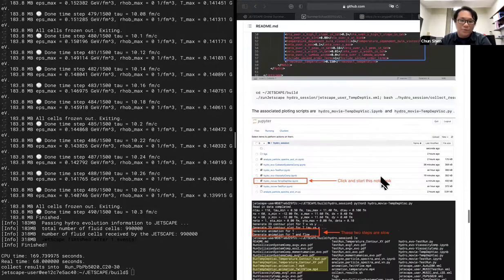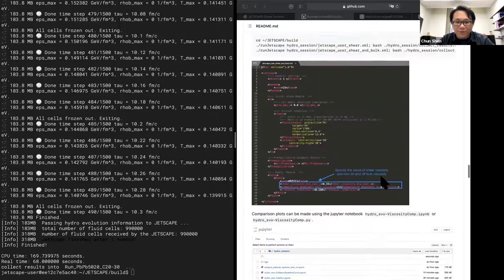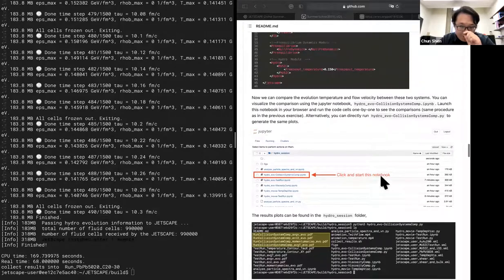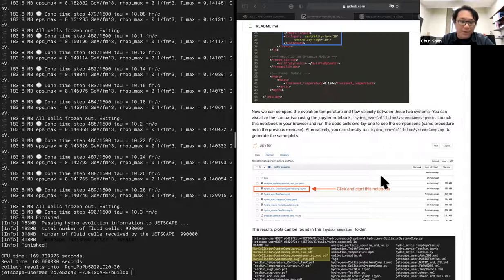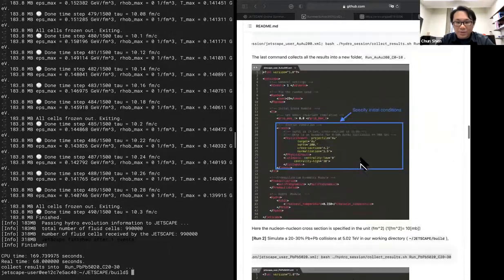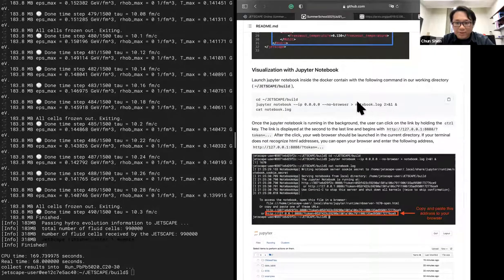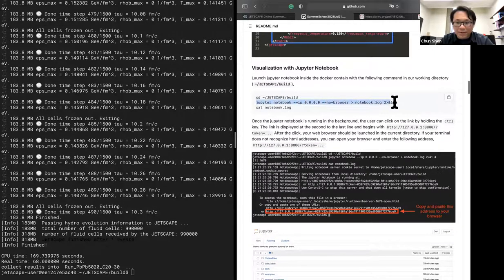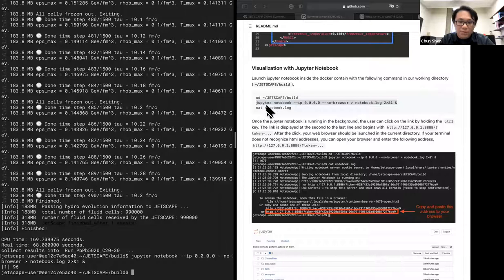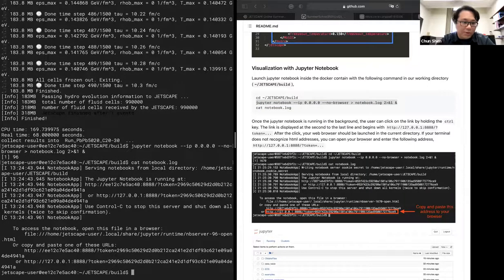Okay, so now we have the two simulations finished. I hope you also finished on your side. Then we can start to make some plots and comparisons for these two simulations. I will first launch the Jupyter notebook and then show you the result in there. If you have not set up the Jupyter notebook, that's also fine. You can use a similar Python script inside the hydro session folder to generate the same plot as I am showing you.